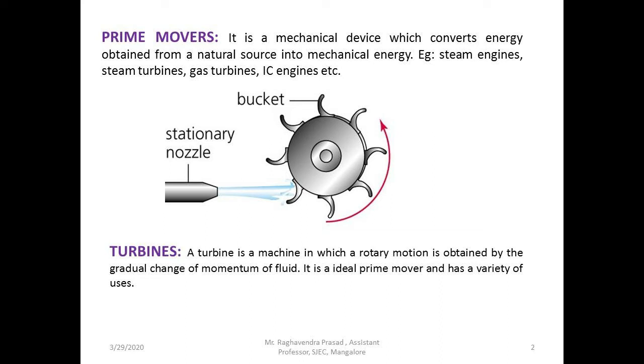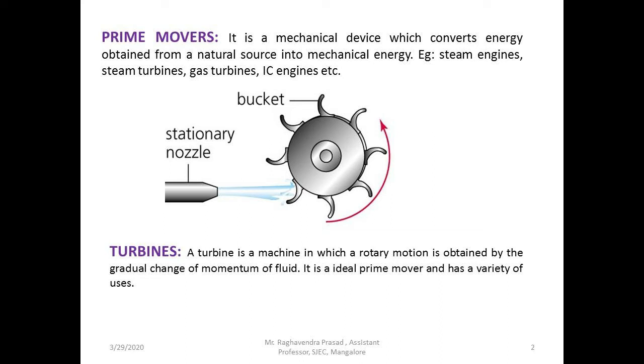Steam engines are used in steam locomotives. These steam engines utilize the heat energy obtained during the combustion of coal or fuel, and this heat energy will be converted into mechanical energy, that is, the rotation of the wheels of the locomotive. That is how the locomotive moves.